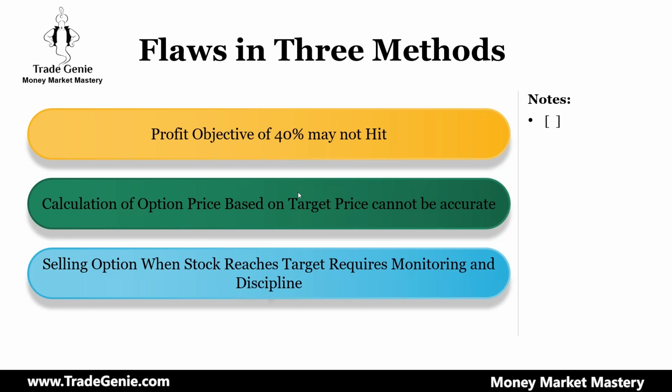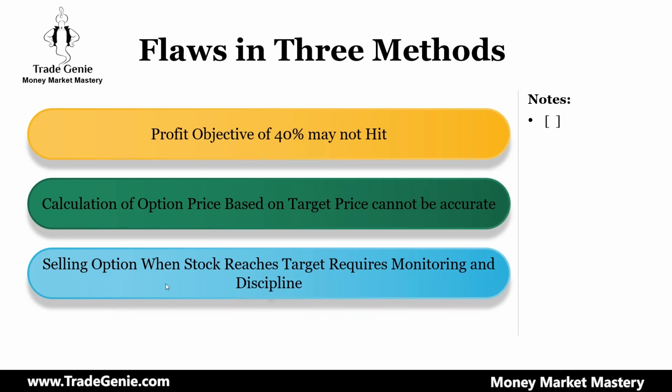Calculation of option price based on target price cannot be accurate. Sometimes the formula is giving you one thing, and things are changing. The volatility is changing. All the other things are changing in the formula, and you may calculate an inaccurate option price. So then it's not 100% reliable. It's just an estimate.